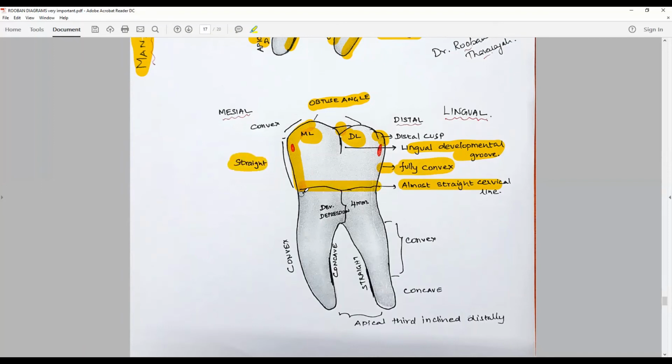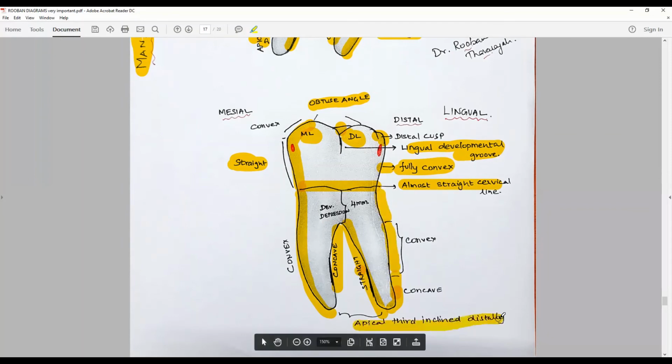The mesial outline of the root is uniformly convex till the third, and then the distal outline is concave. Then for the distal root, it is straight in the mesial outline, then concave here in the apical third, then convex in the middle third, then a concavity. And both the roots are inclined distally in the apical third. That is the lingual surface of your mandibular first molar.